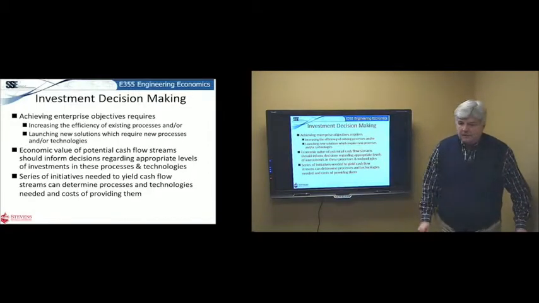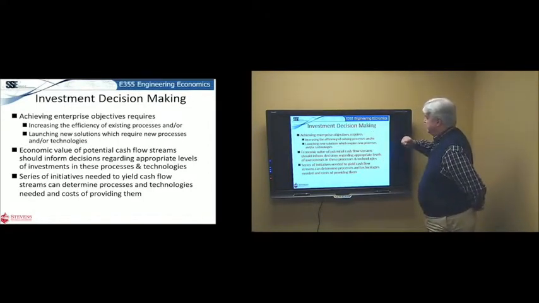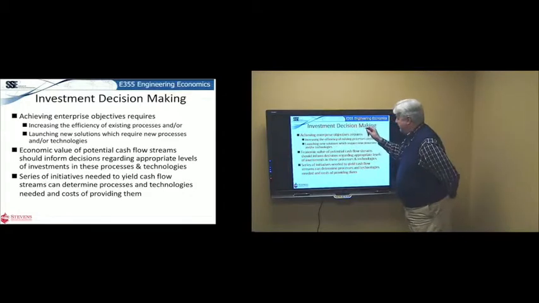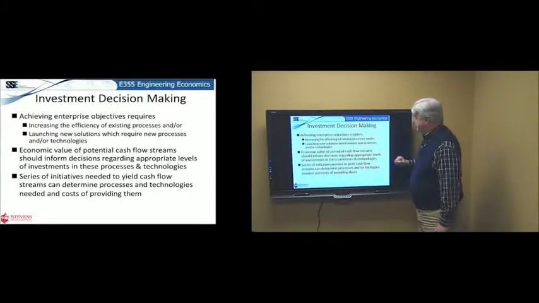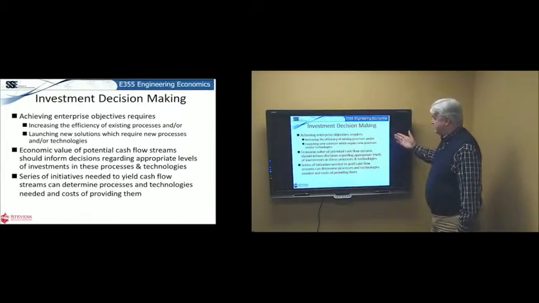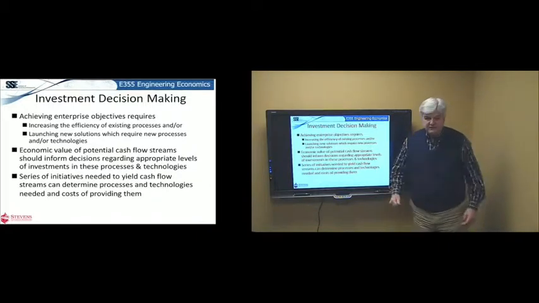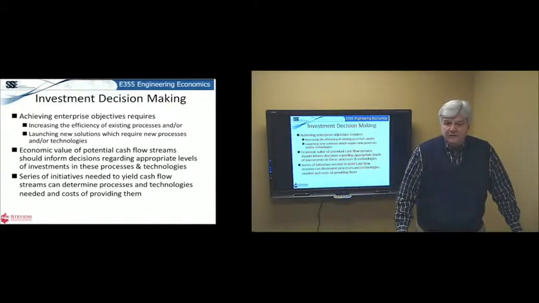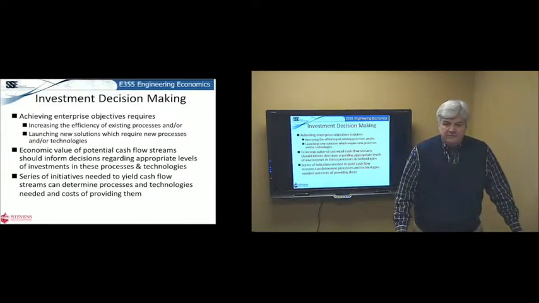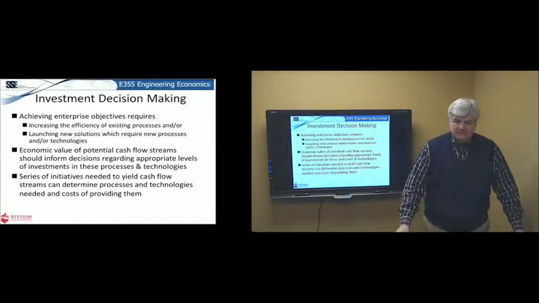So, investment decision making from a company's point of view, to achieve enterprise objectives in terms of revenue, profit, etc., we have to either increase the efficiency of existing processes or launch new solutions which require new processes and new technologies. So the choice is either to get really good at what you're doing now or do some new things. Now eventually you need to do new things. You can't continue to refine the thing you've always been doing. Some industries might allow that, like a restaurant, but certainly not a technology industry. You've got to be able to do new things.